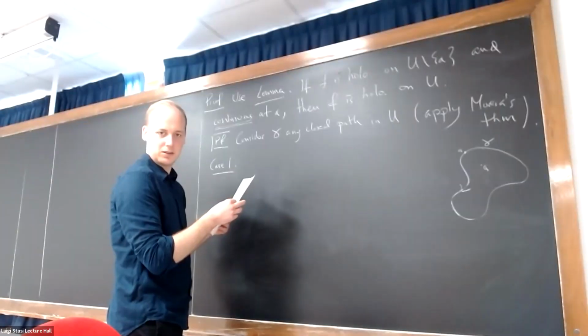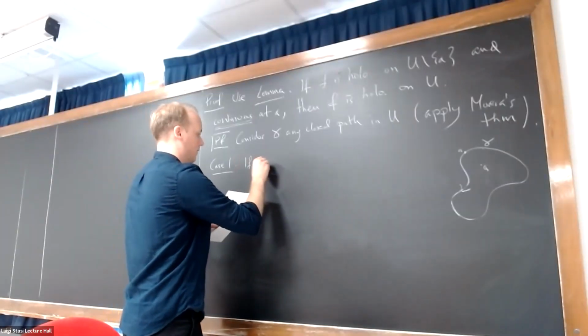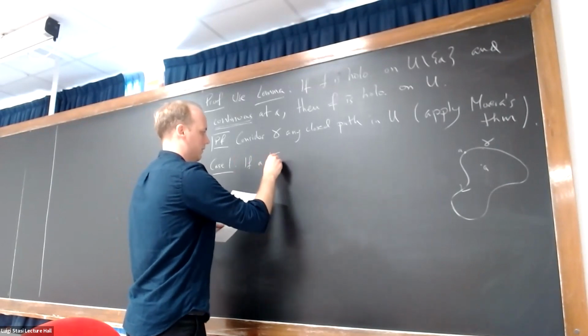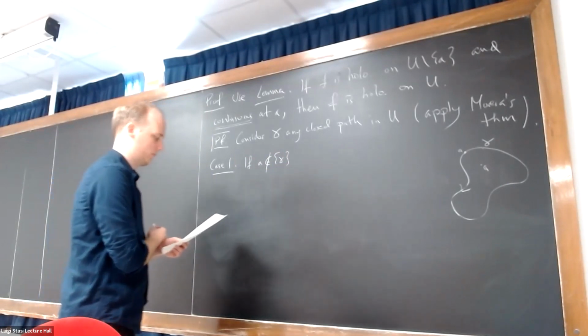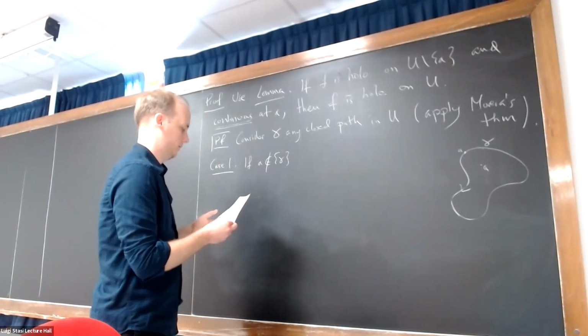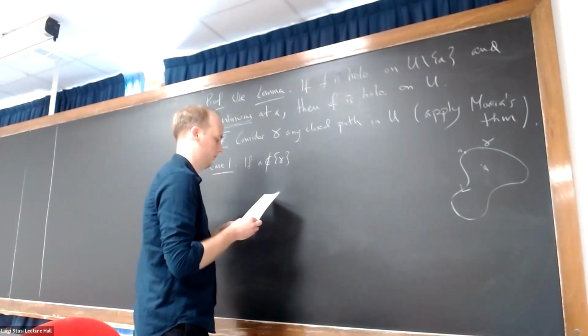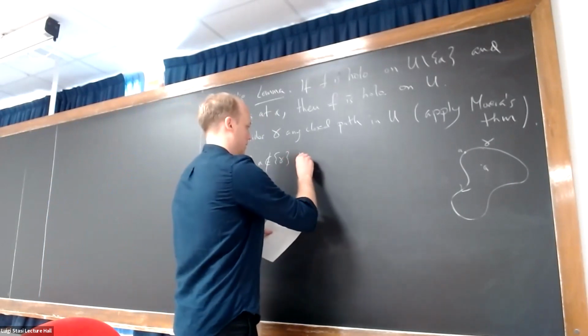You're still here? Okay. So the first case is that A is not on the curve gamma. And remember, A is the point where I assumed my function was continuous. So this is the exceptional point where I don't know yet if it's holomorphic.